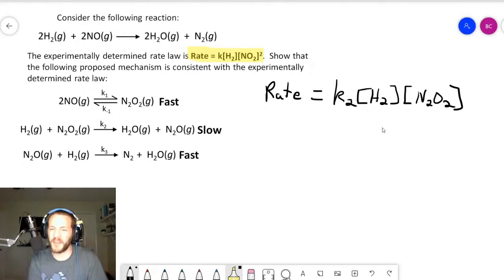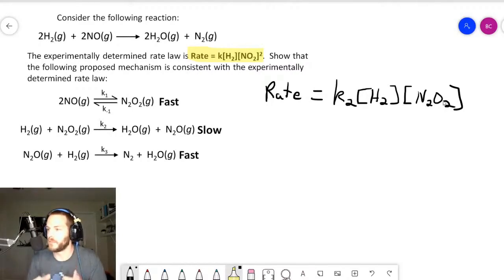So, okay, this must be the rate law of our reaction. However, this rate law isn't going to work, because there's no way that this rate law predicted by the mechanism can be consistent with the experimentally observed rate law. The reason is that N2O2, this guy over here, is an intermediate. And the rate law for an overall reaction can never have an intermediate in it. The reactants are H2 and NO, not N2O2. So this is a problem: our rate law has an intermediate, but our rate law can't have an intermediate.